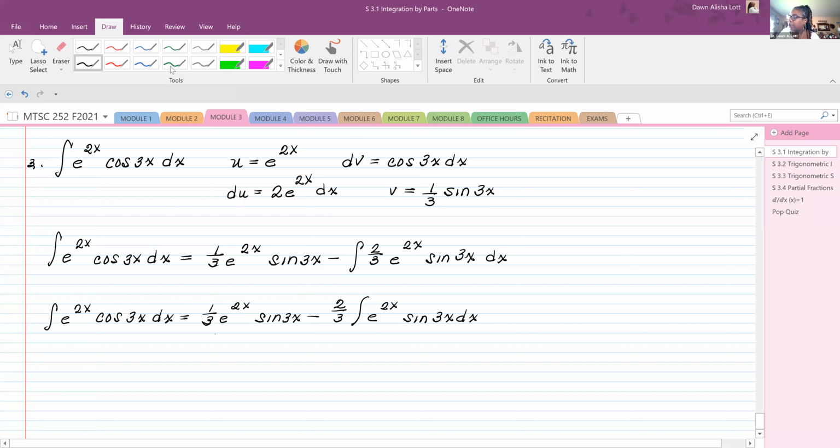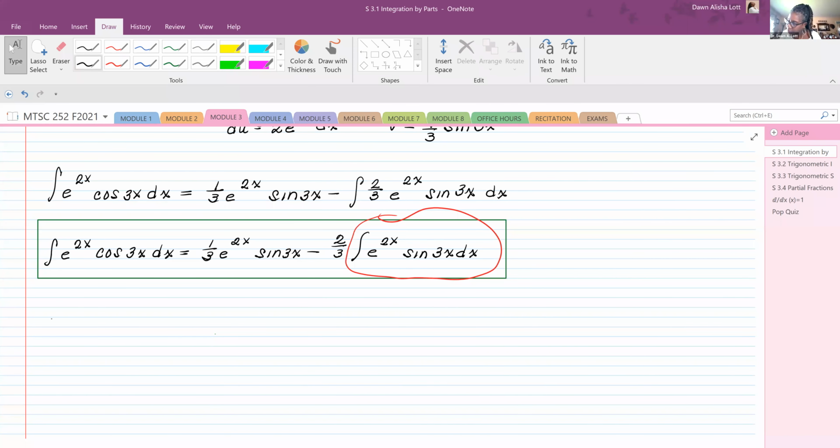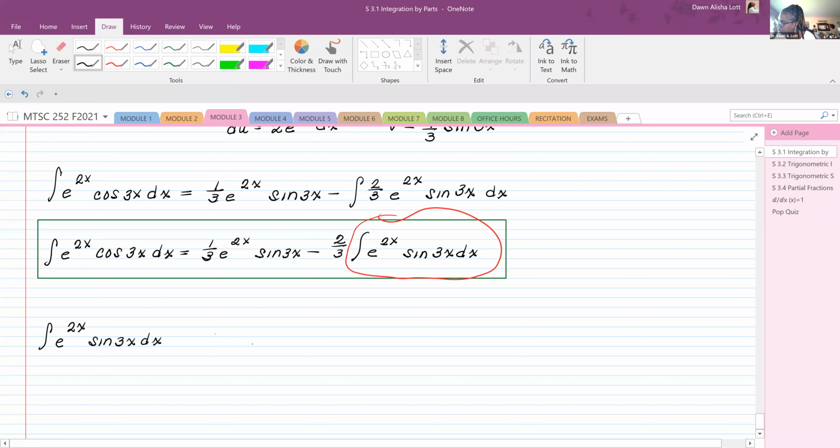So now I have a wraparound. I got a whole new problem to solve. So now I have to solve for this integral. Okay. So I get the integral of e to the 2x sine of 3x dx. So u is e to the 2x and dv is the sine of 3x dx.